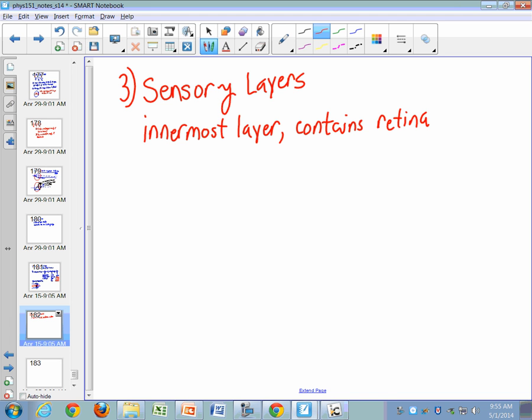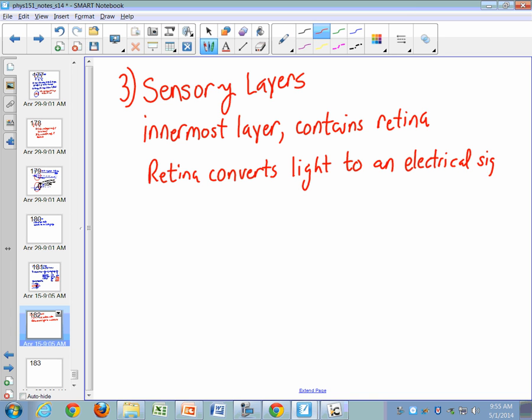And the retina converts light to an electrical signal. And then that signal is sent to the brain via the optic nerve, and it's converted into an image in your mind. It just converts light to an electrical signal.